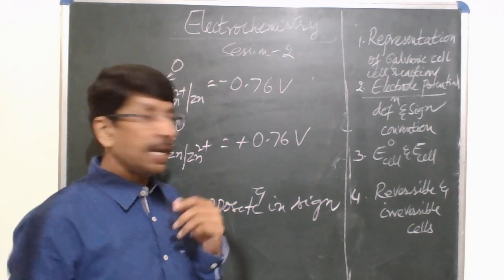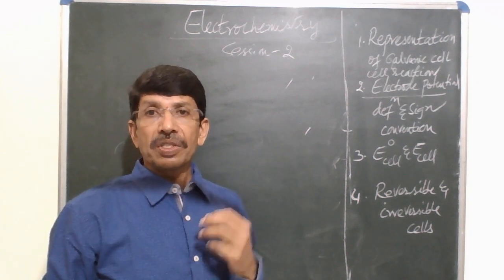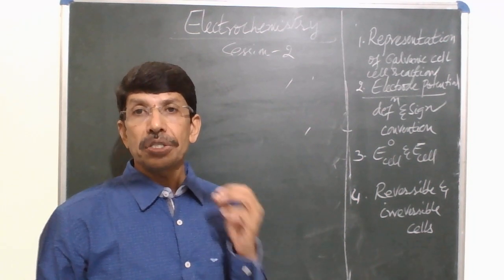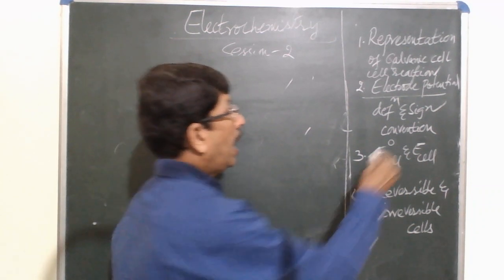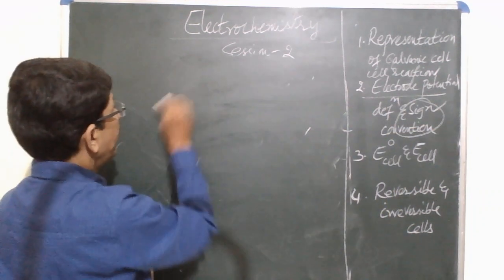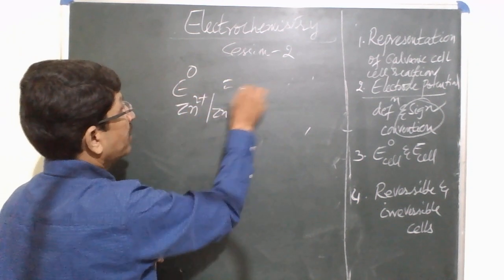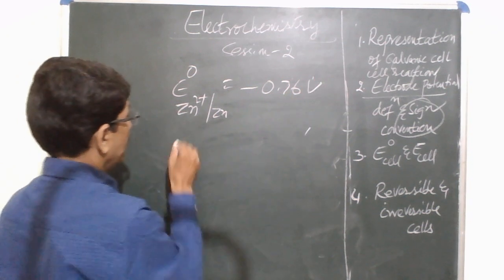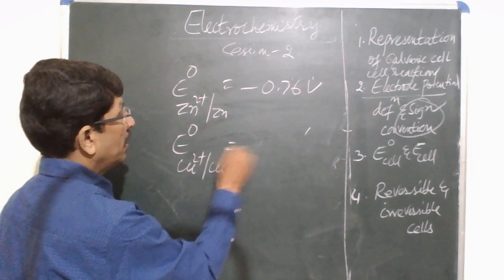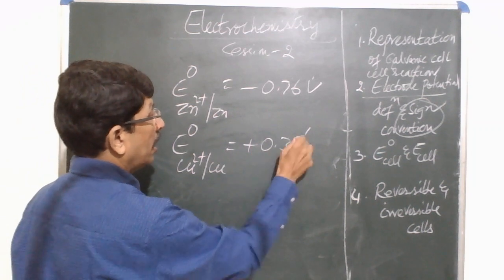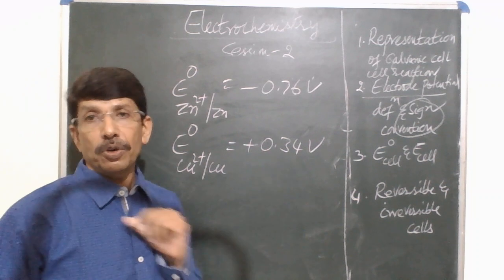So for all the reversible electrodes, there would be oxidation and reduction potentials, which are equal in magnitude and opposite in sign. And why does the standard reduction potential of zinc have a negative sign, and on the other hand, the standard electrode potential of copper has a positive sign? The standard reduction potential of copper is plus 0.34 volts.